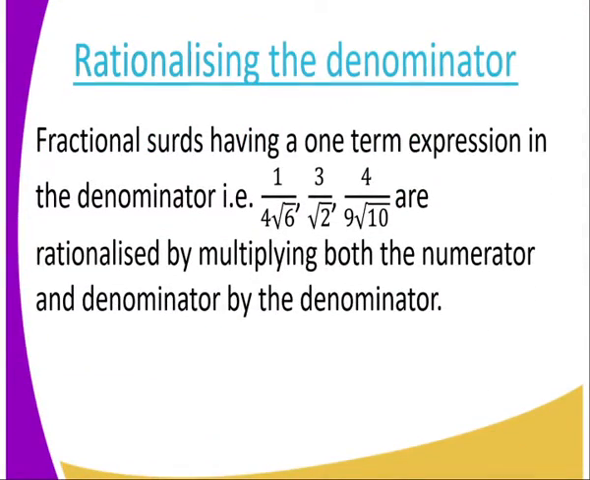We go to the next one. A situation like this one, what do we do? Fractions having a one-term expression in the denominator. An example, we have them there. Rationalize by multiplying both the numerator and the denominator by the denominator. Get that?